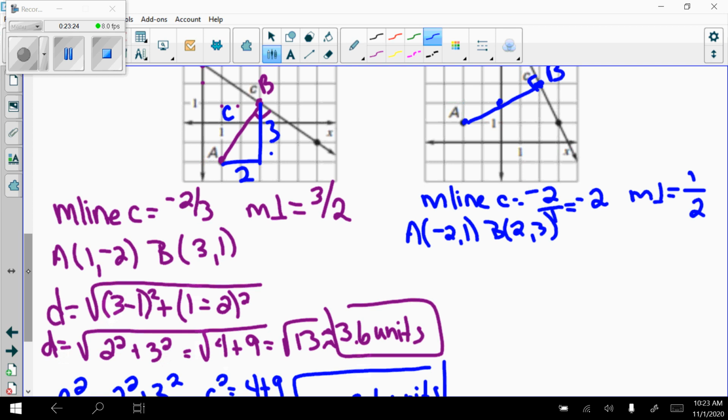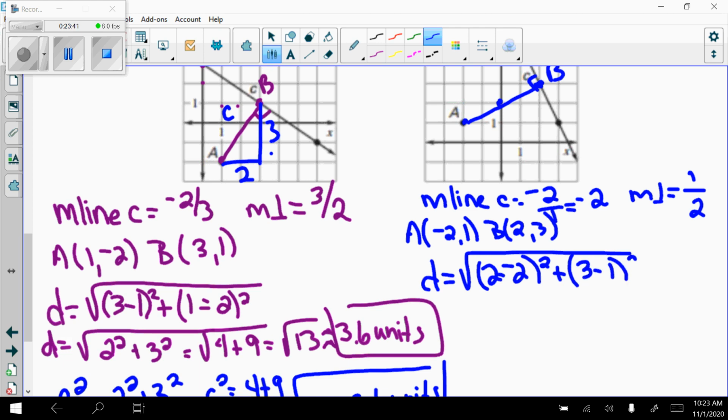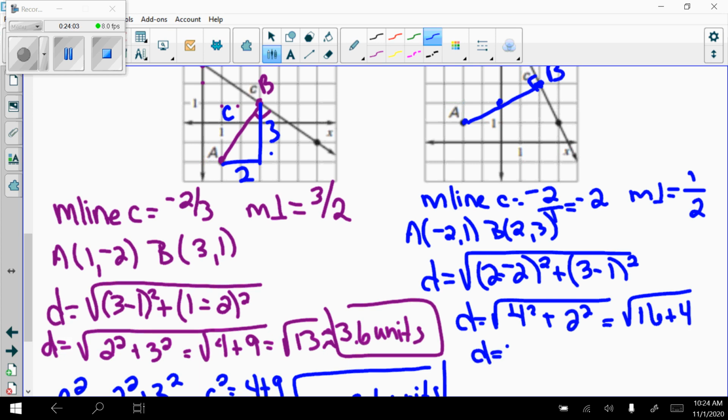If I do the distance formula, distance is equal to the square root. Subtract my 2 x's. So 2 minus negative 2, and then square it. Plus subtract my 2 y's. 3 minus 1 squared. So I get the distance is equal to 2 minus negative 2 turns to 4, and then I have to square it. Plus 3 minus 1 is 2. I have to square it. 4 squared is 16. 2 squared is 4. So I have the distance is equal to the square root of 20.